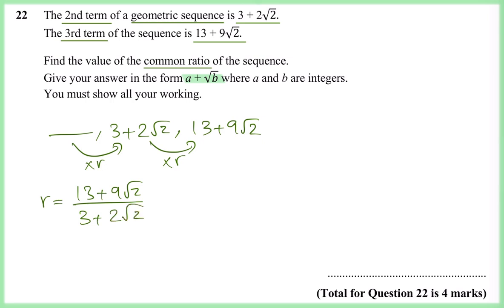Now, we have found the common ratio, but it's not in the form that they want. And you can notice there is a surd in the denominator, so it's not simplified. We need to rationalize it by multiplying the top and bottom of the fraction by the opposite sign to here. So let's highlight that.